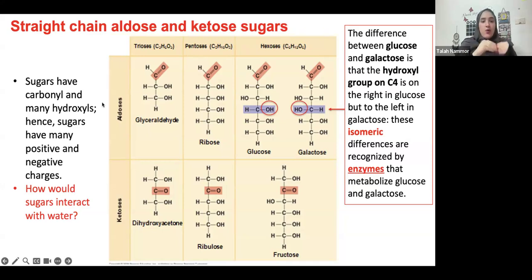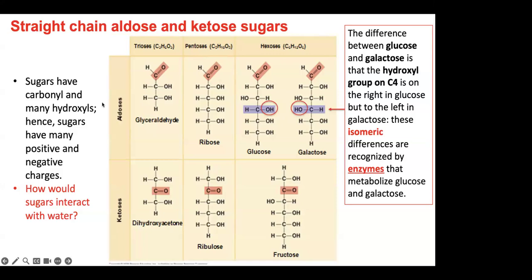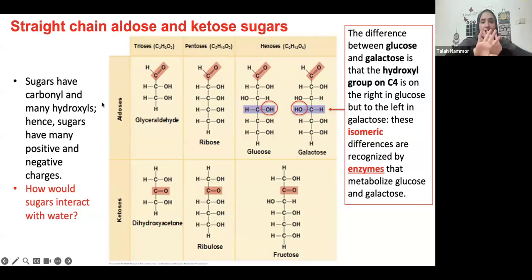And how do you know which is which? From looking at the structure. So isomers are molecules that have the same formula, but when you look at their structure, there's a little bit of a difference that makes them special. All right. And why is this important? Why do we need glucose to be different than galactose? Do you guys have an idea?